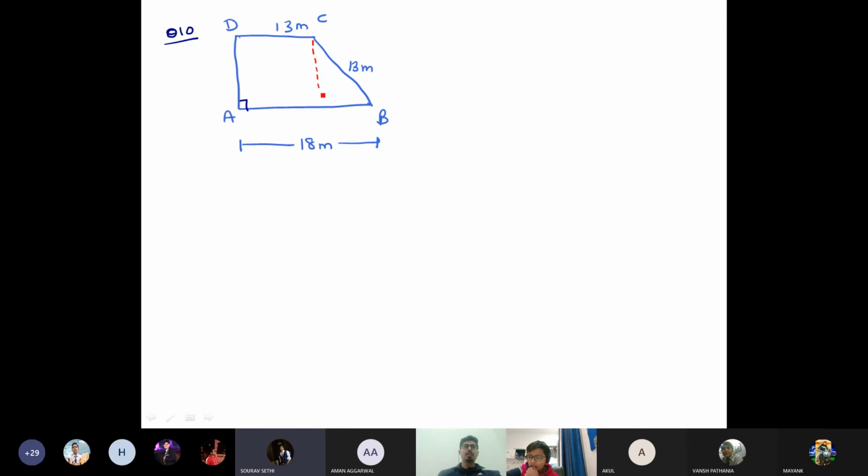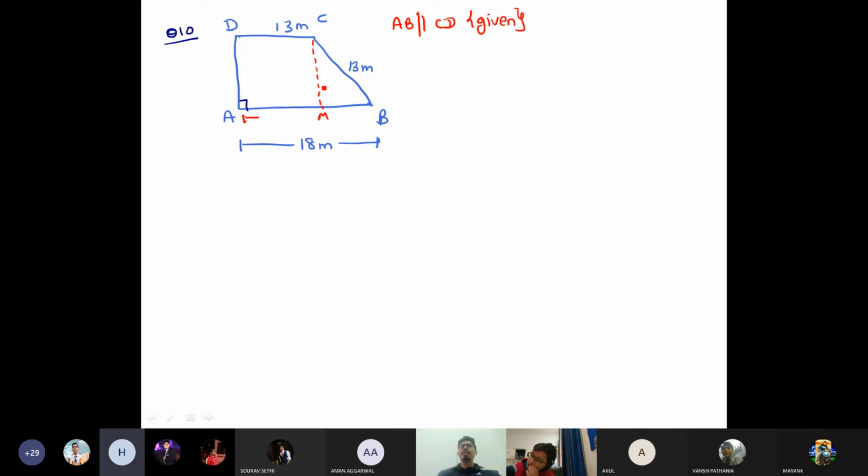Let us just construct a parallel line like this. Name it as CM. Now see students, what is given to us? It is given that AB is parallel to CD. So can I say that this AM is also parallel to DC? Yes or no?